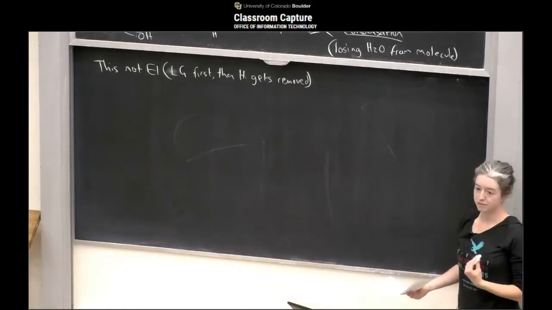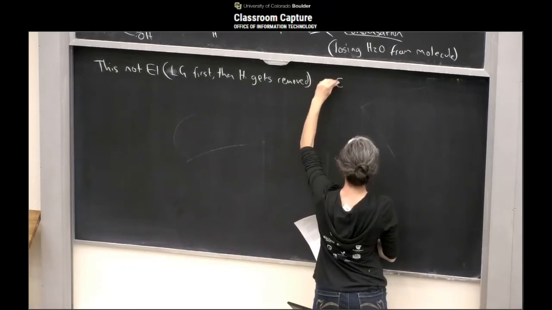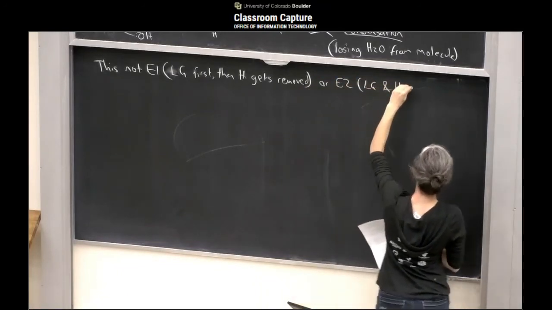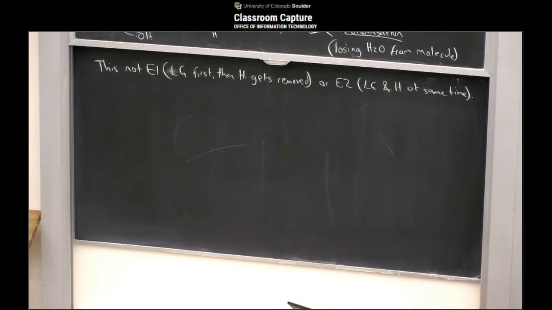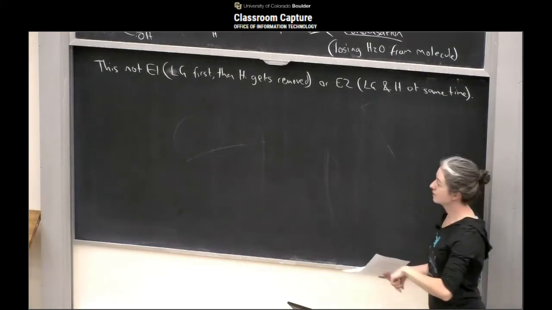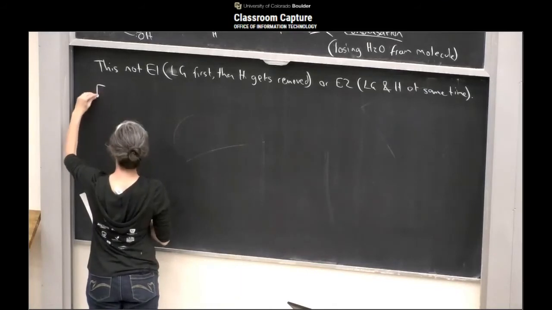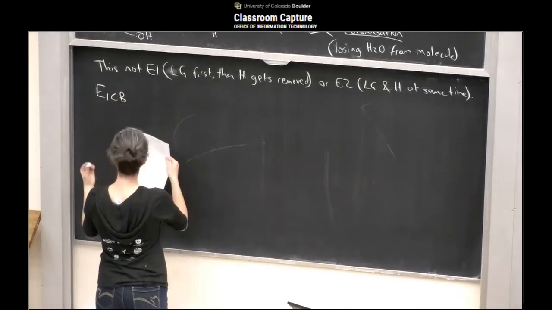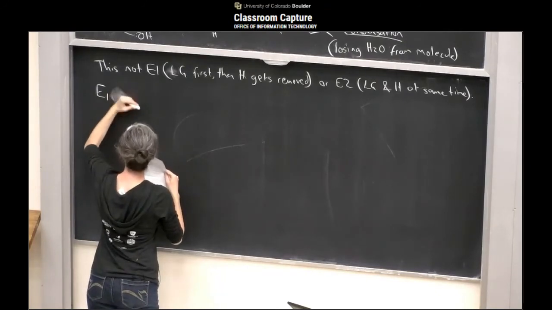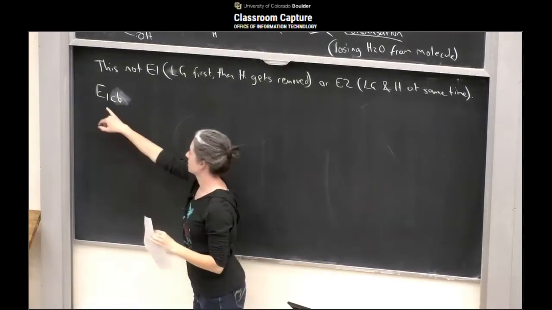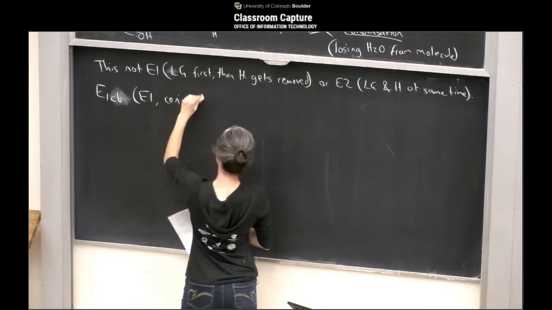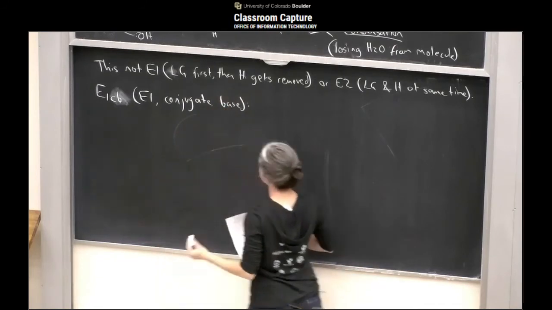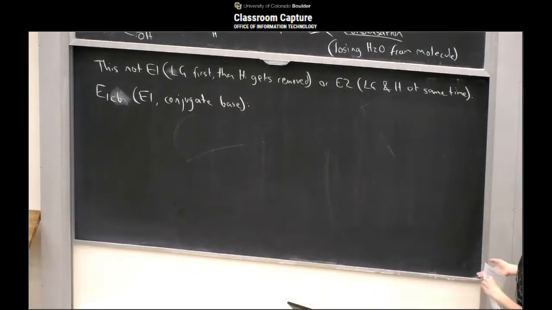It's also not E2, which if you remember has both of those steps happening at once. So this is the first case we've seen of the other way around, the proton first and then the leaving group goes. So this is actually called E1cB, for E1 conjugate base. I guess it's lowercase actually. So E subscript 1 lowercase cB. So this is the first case we've seen where the H actually gets pulled off first and then the leaving group goes.